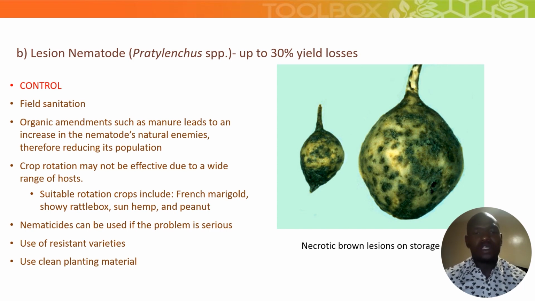Crop rotation has been shown not to be very effective for these nematodes due to a very wide range of hosts. But still, there are some rotation crops such as peanut and French marigold. So this can be considered, but really it has been shown that this nematode has a wide range of hosts. Nematicide can also be used if the problem is very serious. Also, other control strategies include use of resistant varieties and use of clean planting materials.